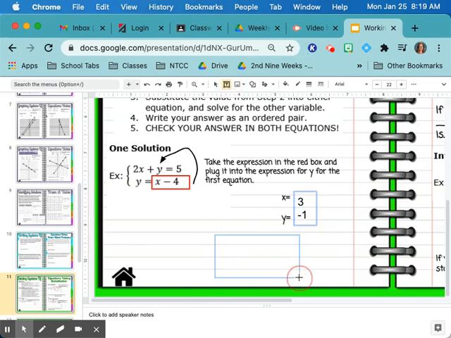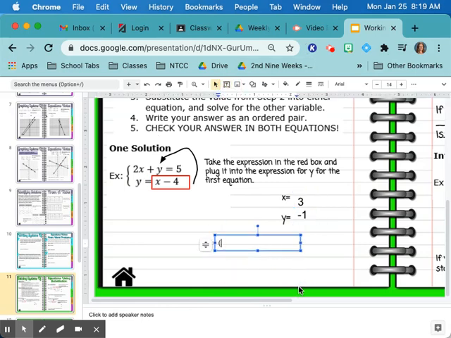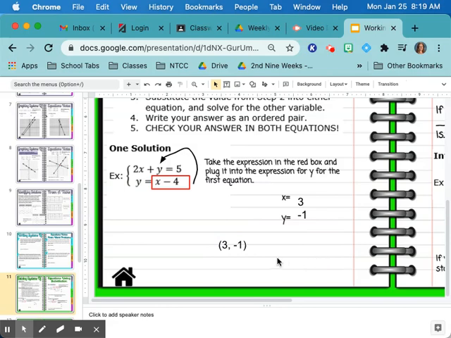Okay, so we need to go ahead and write our solution as the ordered pair. Make sure you fill it in on your digital journal.